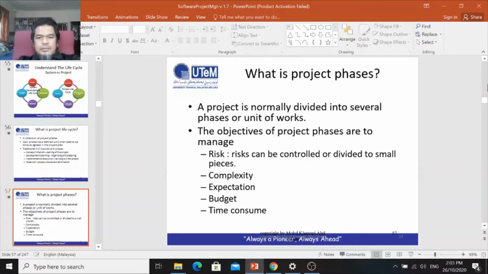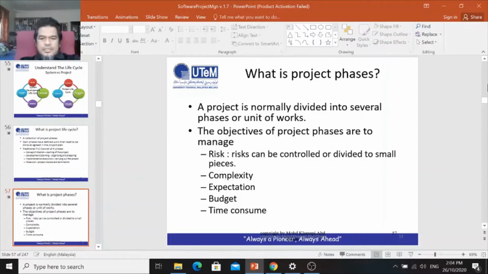The objective of the project phase is to manage the complexity of the system, and also to manage the expectations of the user. By dividing the project into small pieces, the expectation of the user is very easy to handle. Also, the budget can be divided into 4 phases, and you can manage the project accordingly.